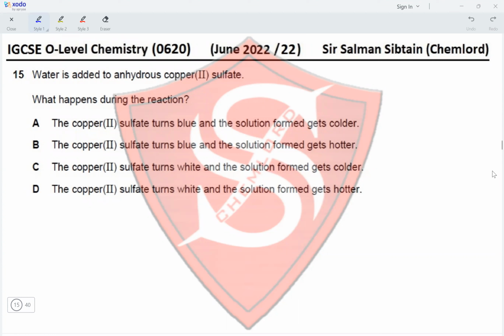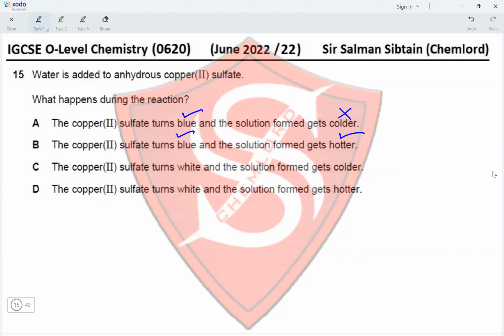That means bond formation is taking place and bond formation gives off energy. So when energy is given off, the environment becomes hotter, not colder. So copper sulfate turning blue is correct, but the solution formed gets colder is incorrect. Next, copper sulfate turns blue, yes, and the solution formed gets hotter, yes.